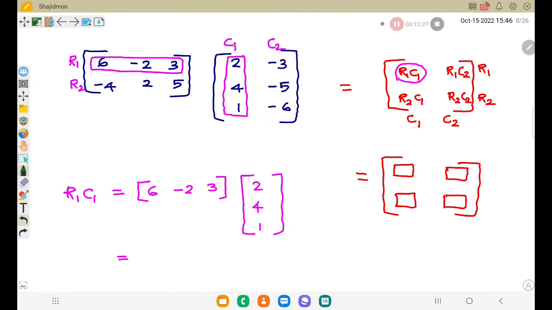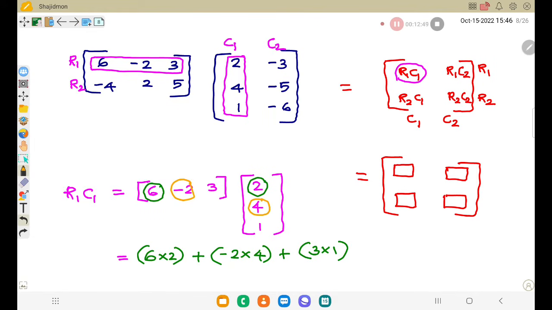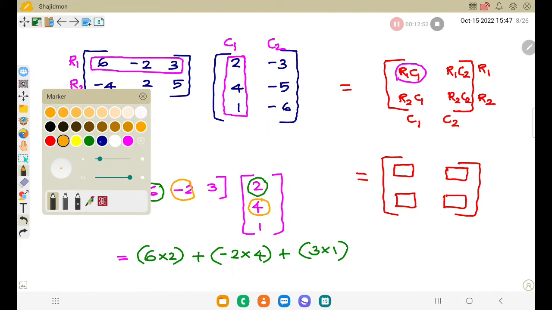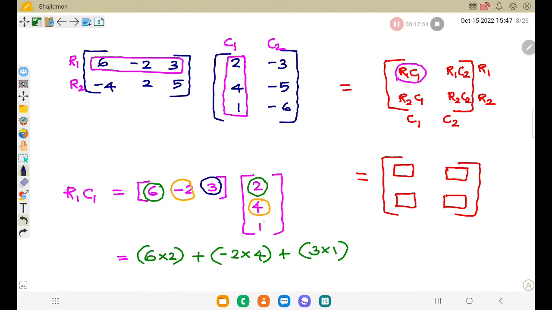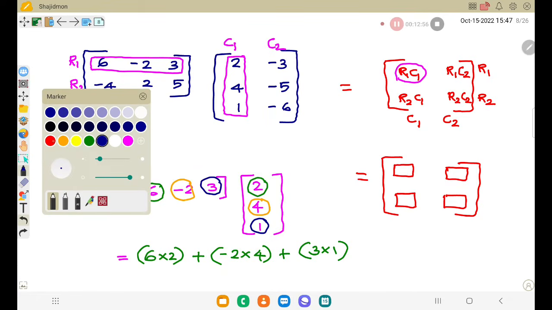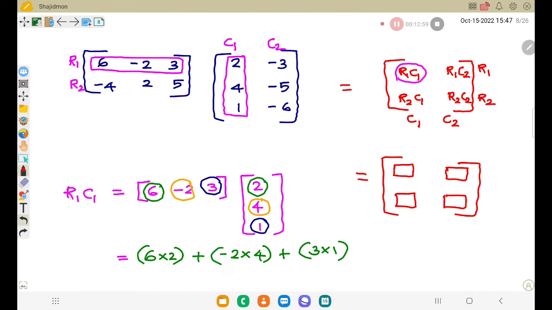You can see the first number here multiplies with the first number here. That means 6 multiply 2, plus second number multiply with the second number, minus 2 multiply 4, plus third number multiply third number, 3 multiply 1. I hope you understood how to calculate that one. First number with the first number, second with the second, and third with the third. After that, adding, correct? So that we will get R1, C1.